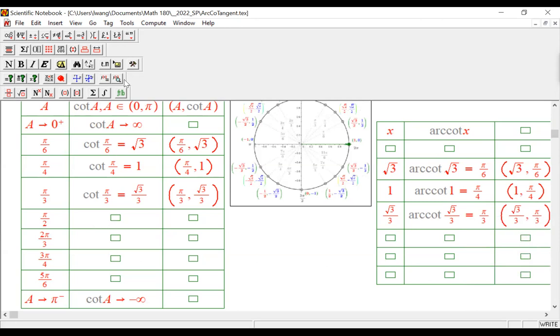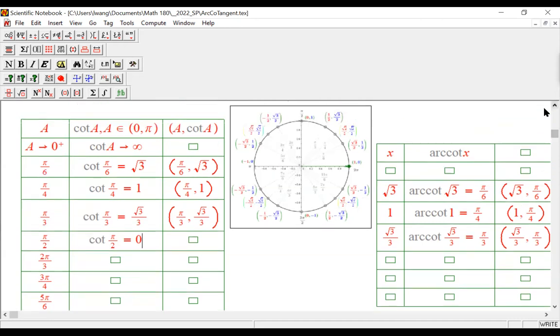Pi over 2, cotangent pi over 2 equals 0. How do I know? Well, you just measure the angle pi over 2 right here. And on the terminal, there's a point waiting for us. So red divided by blue, that's a 0. So just focus on the angle.